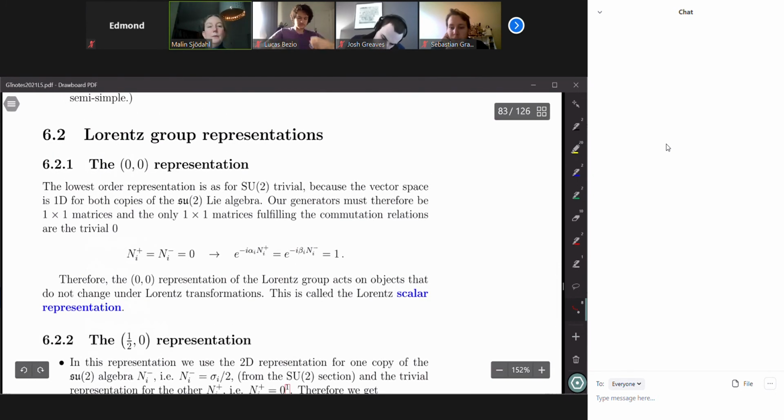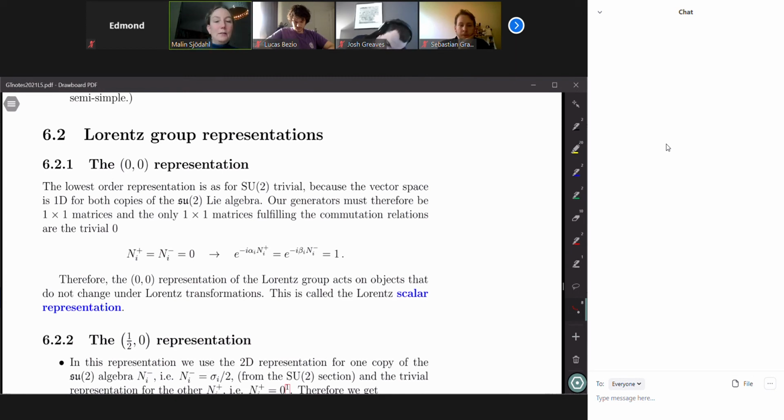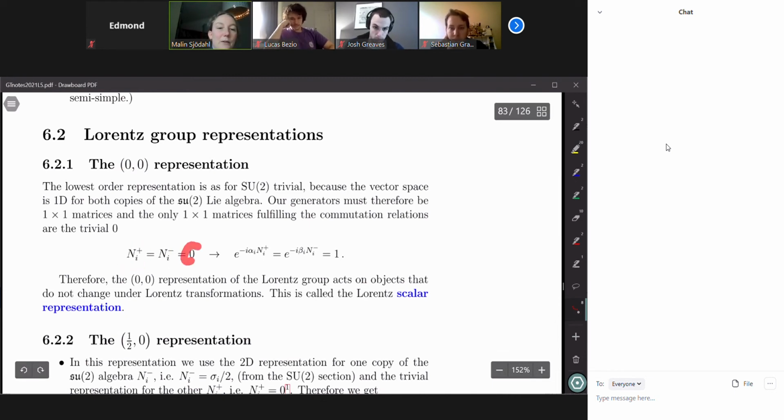Okay, so maybe I should ask first if there are questions to this. If there are no questions, then I go on and explore the representations of the Lorentz group. So first we will explore the trivial representation. We will call this the (0,0) representation because we take both n plus and n minus to be 0. Well, if the generator n plus is 0 and the generator n minus is 0, then when we exponentiate 0, we get just 1.